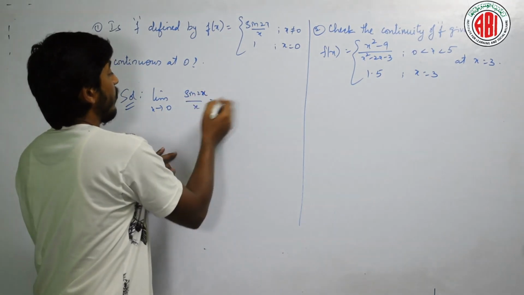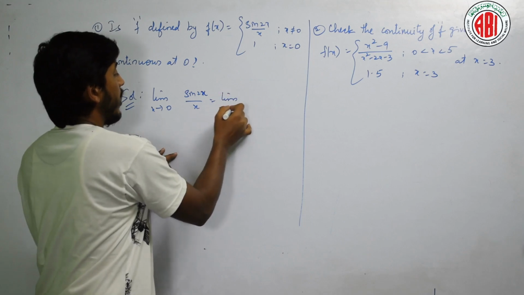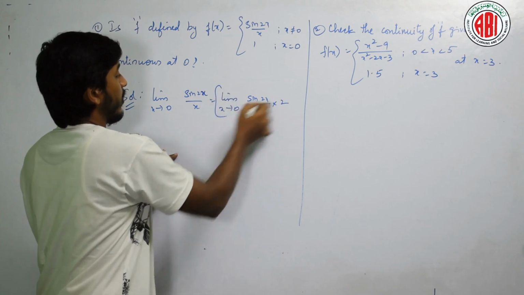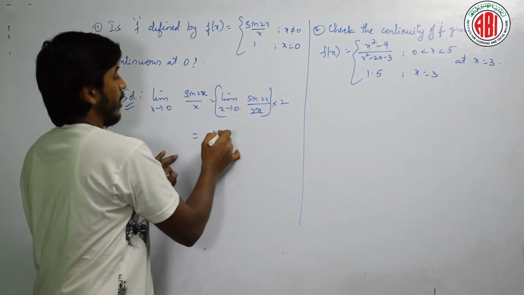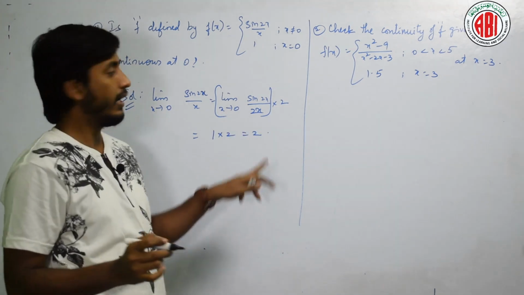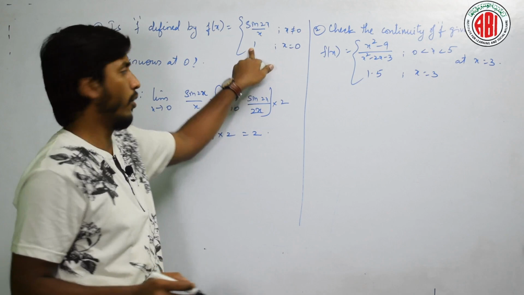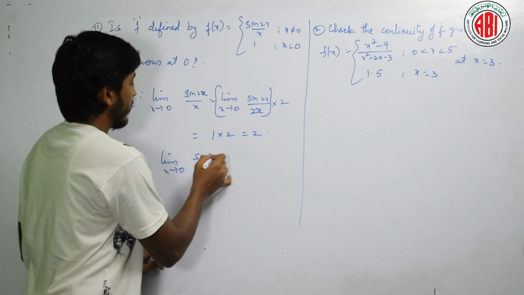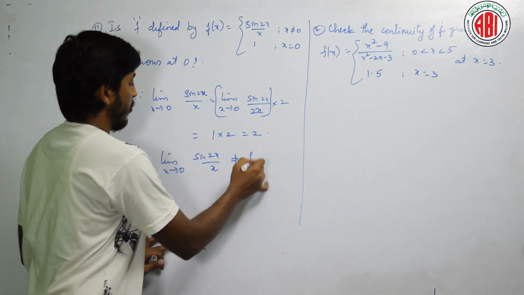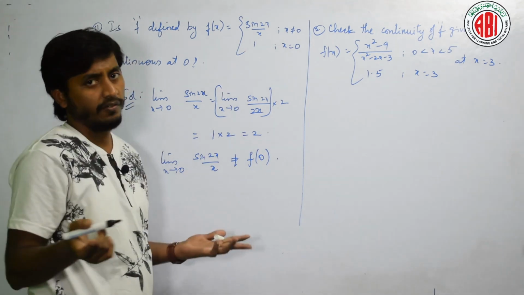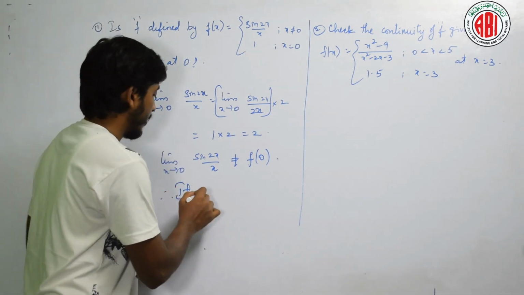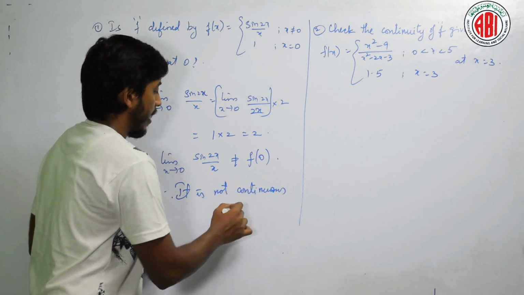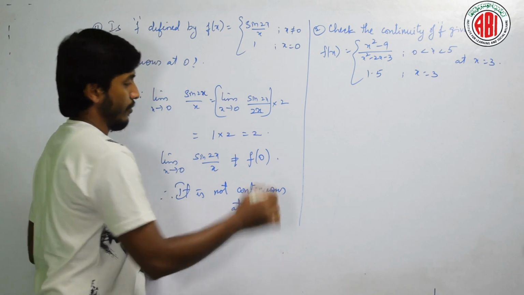Here there is 2x. What should we do? We have to multiply and divide by 2. Now tell me what is the value of this? 1 into 2, that is 2, right? Is this equal to this? No, right? Here, limit x tends to 0 sin 2x by x is not equal to f of 0. Therefore, it is not continuous at x is equal to 0.